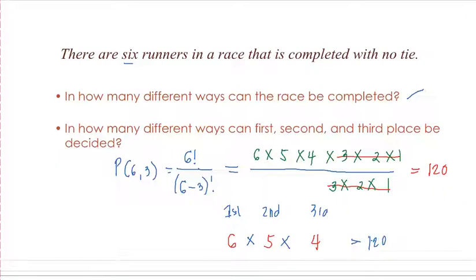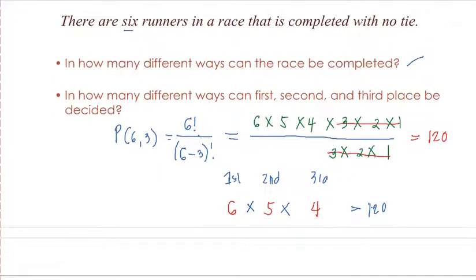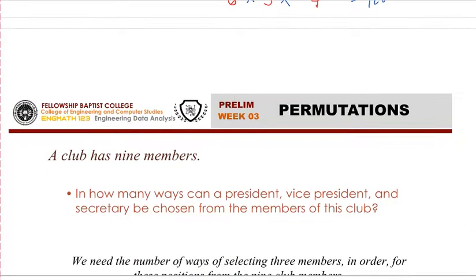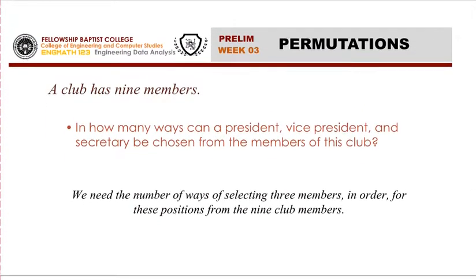Okay, so we have another problem here. A club has 9 members. In how many ways can a president, vice president, and secretary be chosen from the members of this club?